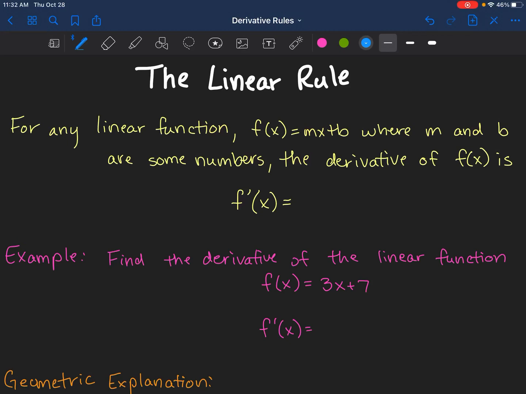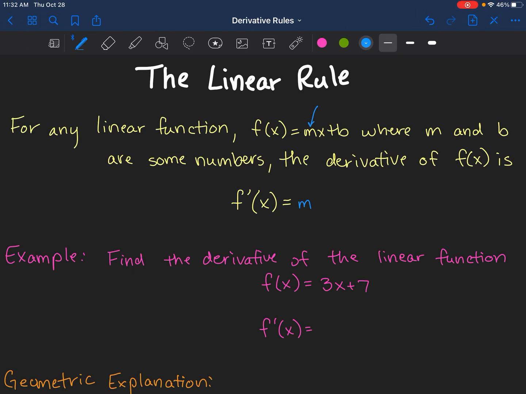In this video, I'm going to talk about the linear rule, also known as the linear rule for derivatives. And it says, for any linear function, f of x equals mx plus b, notice that's actually slope-intercept form, where m and b are just any number I want, then the derivative of f of x is f prime of x equals m. Now, that means it's going to be whatever number is next to this x by itself.